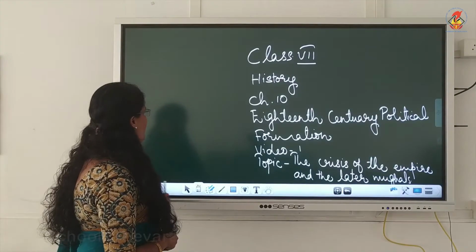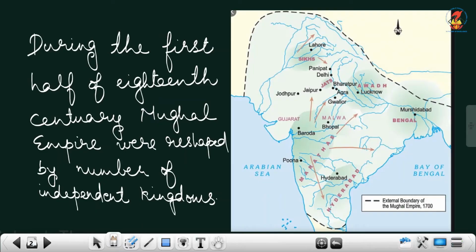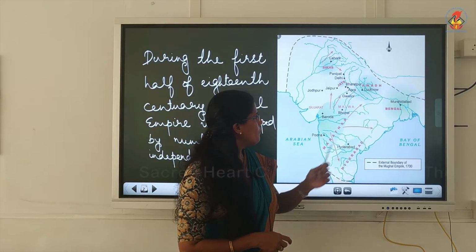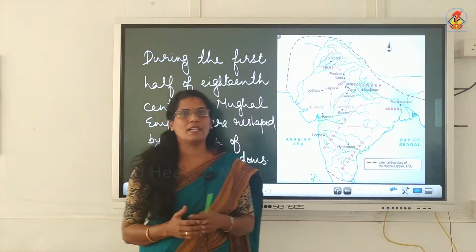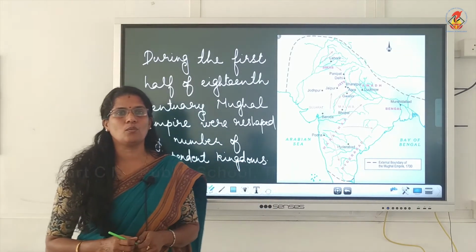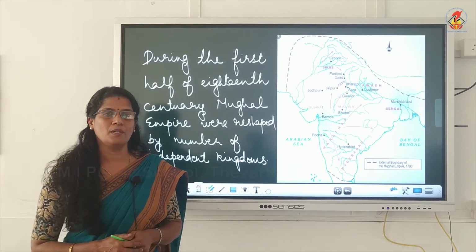So here you can see this map. These were the areas under the Mughal empire. You know, the major parts of the subcontinent were under the Mughal empire. Now in the 18th century, the Mughal empire was reshaped into a number of kingdoms. That is what is shown here: Gujarat, Awadh, Bengal, Hyderabad. So many kingdoms were established during the 18th century. Now let us see what caused the decline of the Mughal empire.